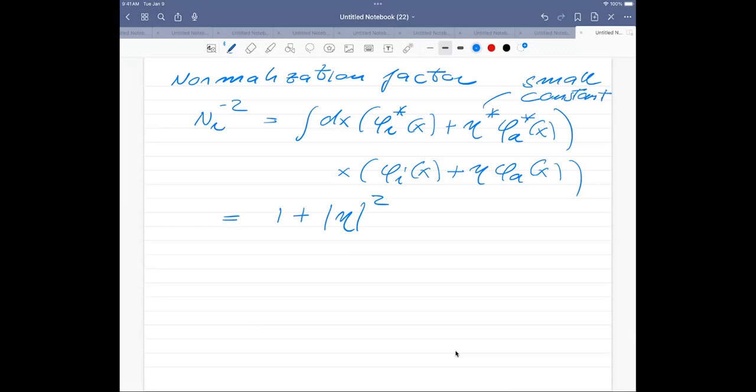And what we see then is that this normalization constant, N of eta, is then close to 1 at linear order in eta. So if I take the square root of that one, then I see that my variation now of the normalization constant is linear in this parameter eta here.